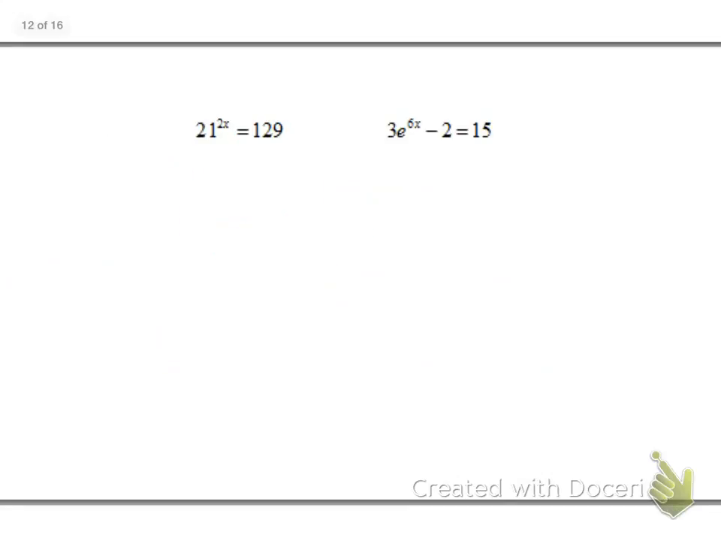Okay, my next one, so I first off try to see if I can break it down. So 3 to some power, I can't get to 21. If I do 2 to some power doesn't get me to it. So what I need to do is take the log of both sides to get rid of the exponential, because right now it is an exponential. So I have log of 21 to 2x is equal to log of 129. If I have an exponent, I can bring them forward when we're talking about logs or natural logs.